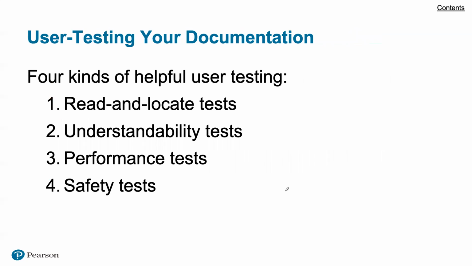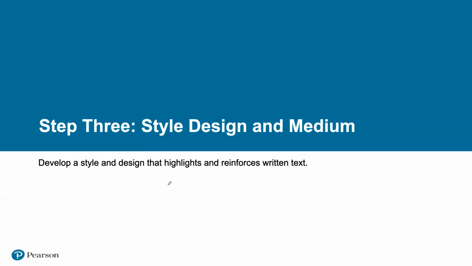So there are 4 kinds of helpful user testing. First is the read and locate test. And so, is the documentation complete? Someone who is a beta tester or someone who's just reading through your documentation can help you figure that out. Understandability test: is it clear? Maybe someone that hasn't been involved in the documentation, do they interpret your narrative the way you want it to be experienced? And then looking at the performance test, evaluating those, and finally the safety test. All of those are useful things.